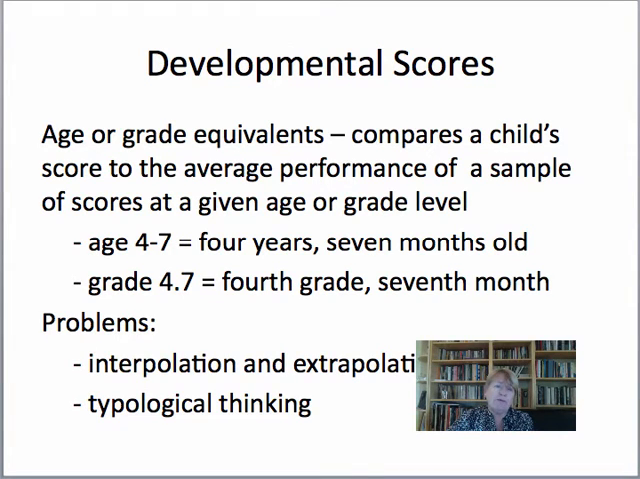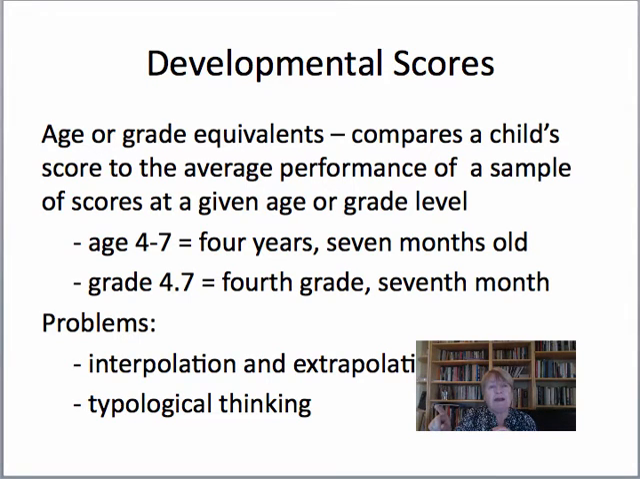So what test makers do instead is that they will go and test a group of 4th graders. Let's say they test them halfway through the year. So they test 4th grade 5th month, 4.5. And they get the average score for them. And then they go out and they test a group of 5th graders at 5th grade 5th month, 5.5. So now they have average scores for 4th graders and they have average scores for 5th graders, both halfway through the year, and they connect the dots between them.